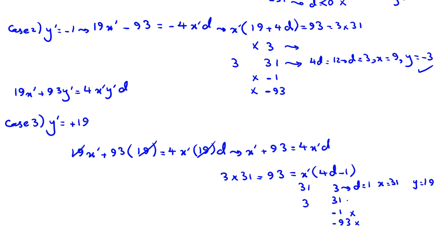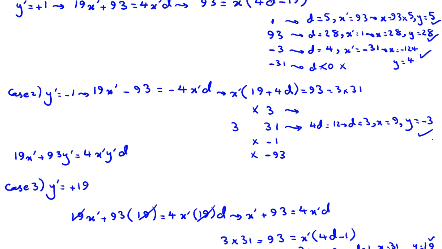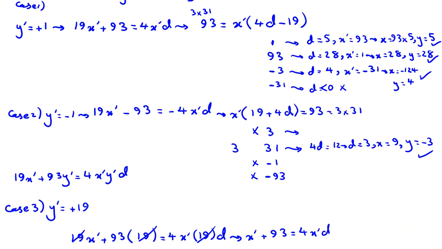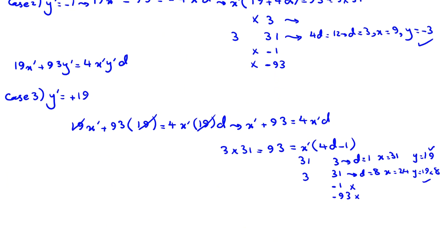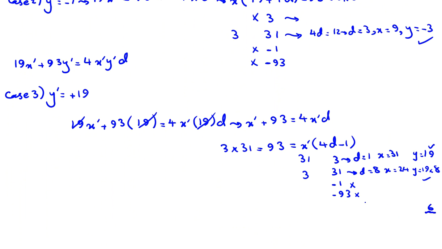Okay. So for this case, d is what? 32 over 4, 8. So x is x prime d, 3 times 8, 24. And y is 19 times 8. Okay, we found two answers also here. So let's see how many answers have we found so far. 1, 2, 3, 4, 5, 6 answers we found so far.